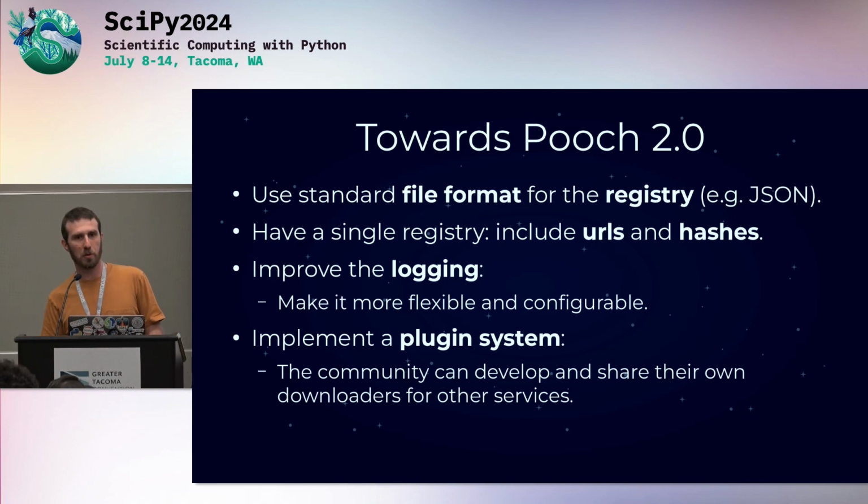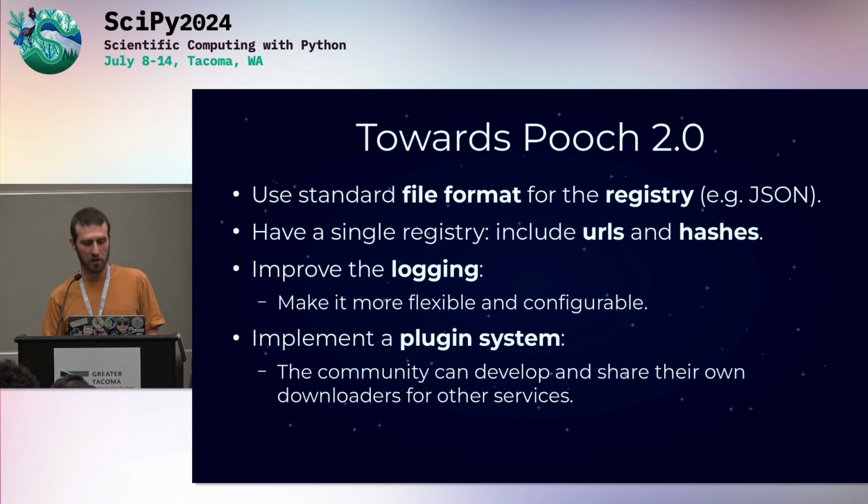The other thing we would like to improve is that right now, if your files have custom URLs, you can define a dictionary with the file names and the custom URLs for each one of the files. And then you'll have to define another registry, which is another dictionary, with the file names and the hashes. So having two registries is kind of awkward, so we would like to have only one that merges the two, the URLs and the hashes.